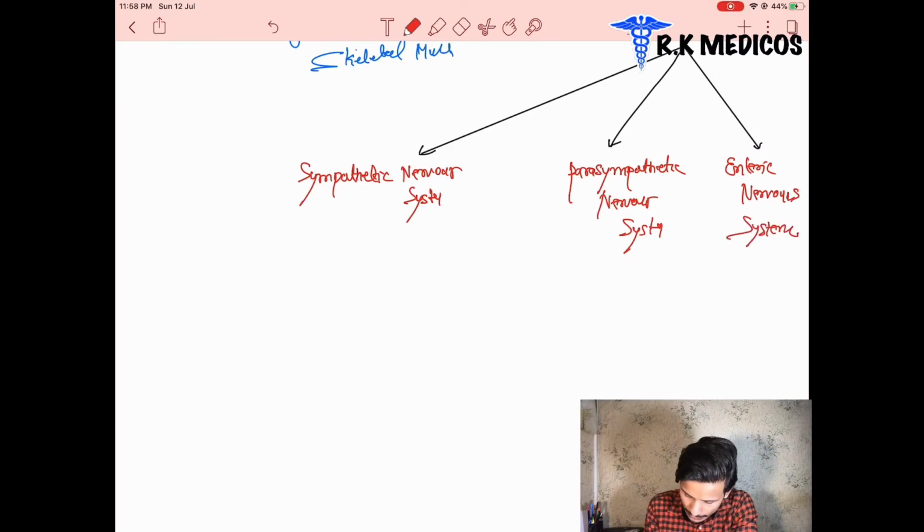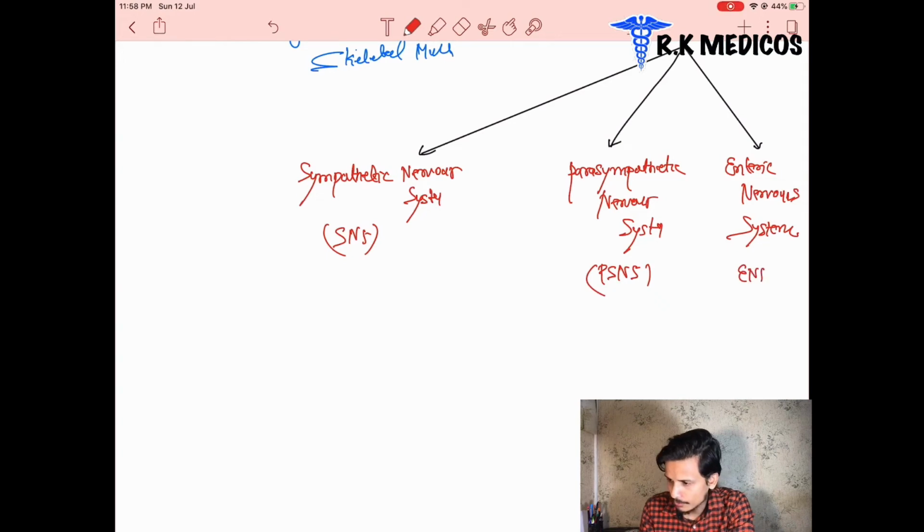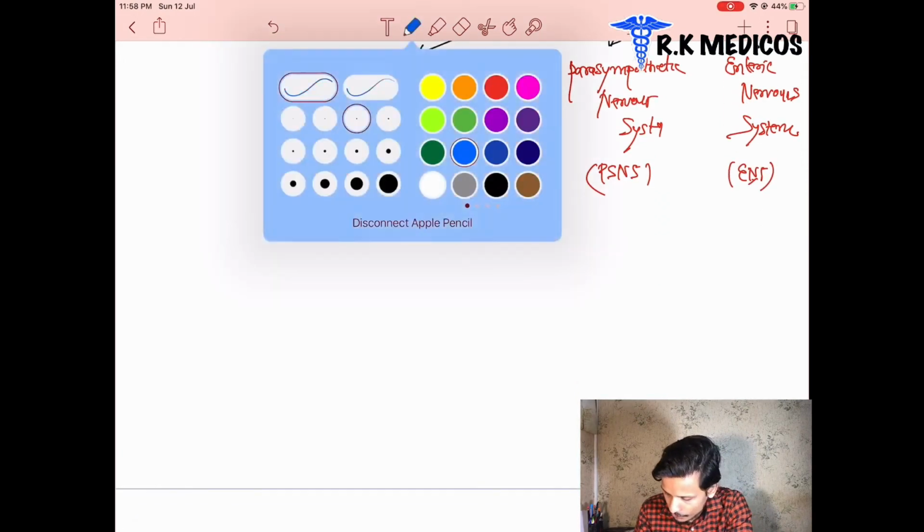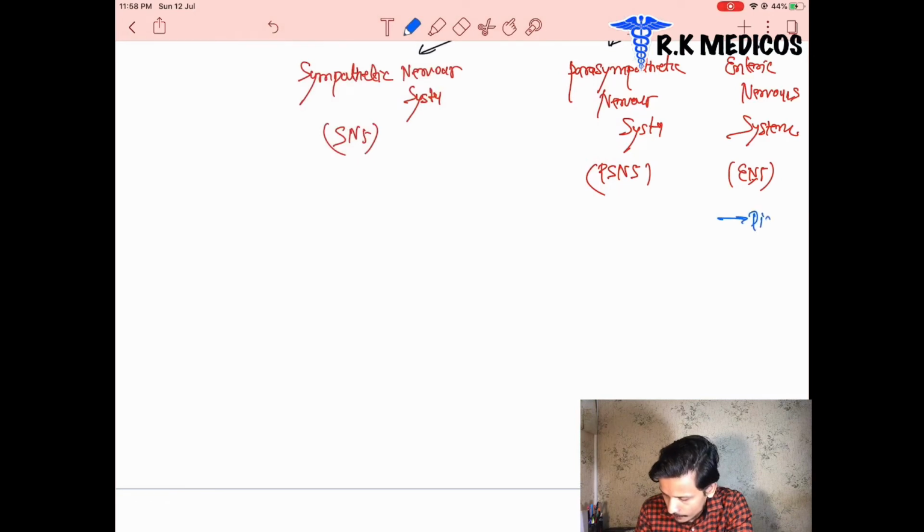That is called SNS, the sympathetic nervous system, PSNS, the parasympathetic nervous system, and here is ENS, the enteric nervous system. The enteric nervous system is basically located in our digestive tract. They are present in digestive organs, and next we can also see they are present in our digestive tract.